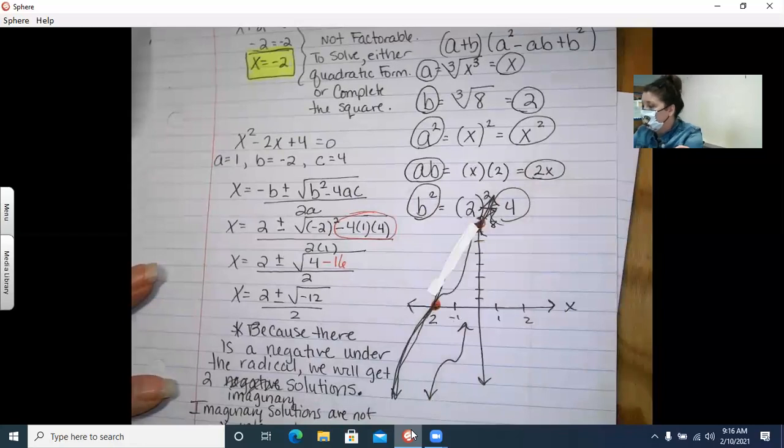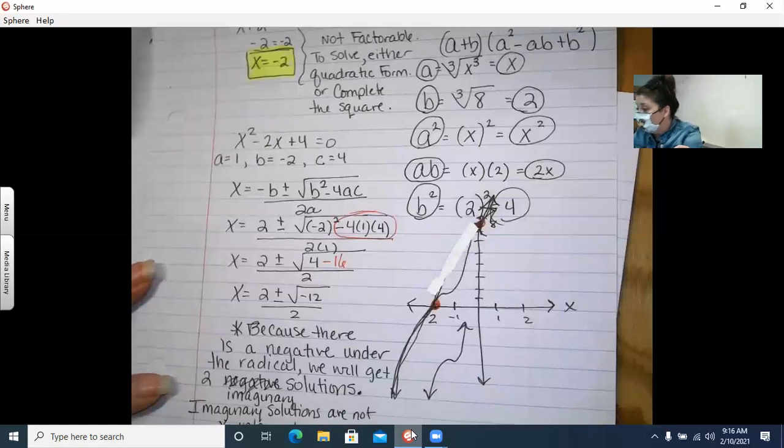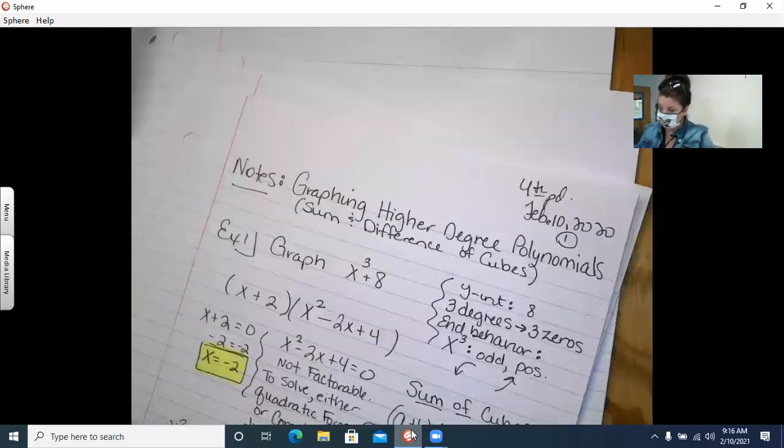And there you go. Anybody have a question about that? So the hardest part of this is remembering how to factor sum of cubes and difference of cubes. But again, this is a review, the factoring part. All of it's a review, really, except for just the graphing. All right, no questions on that one? All right, let's look at example 2.